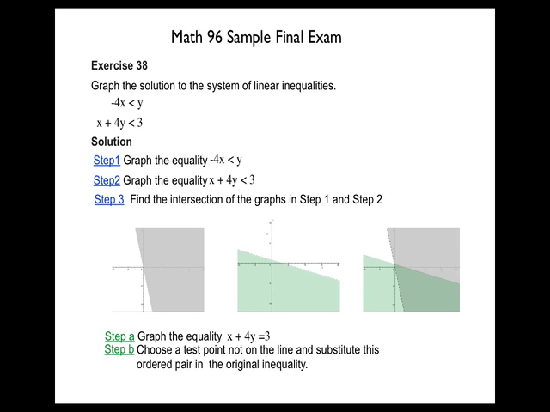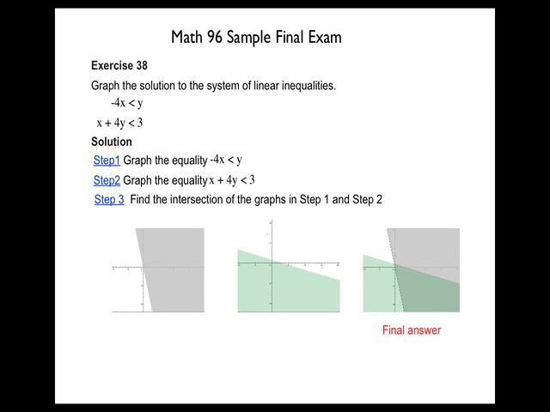So we have our two inequalities graphed separately, and the third graph on the far right is the graph of the intersection of those two graphs. So that's the final answer.